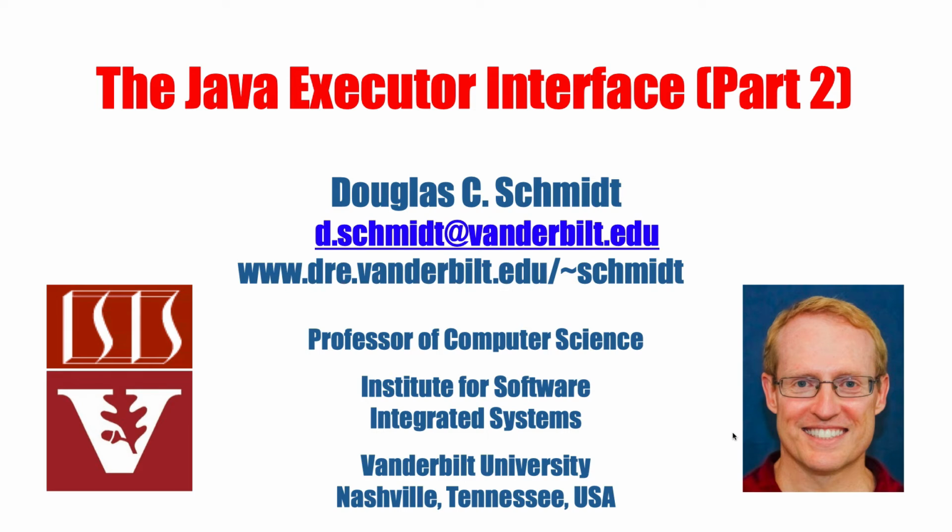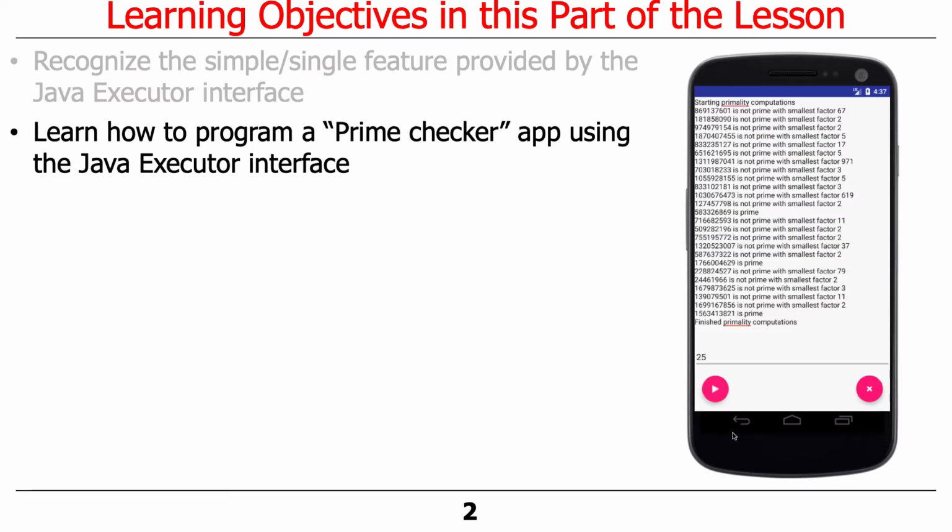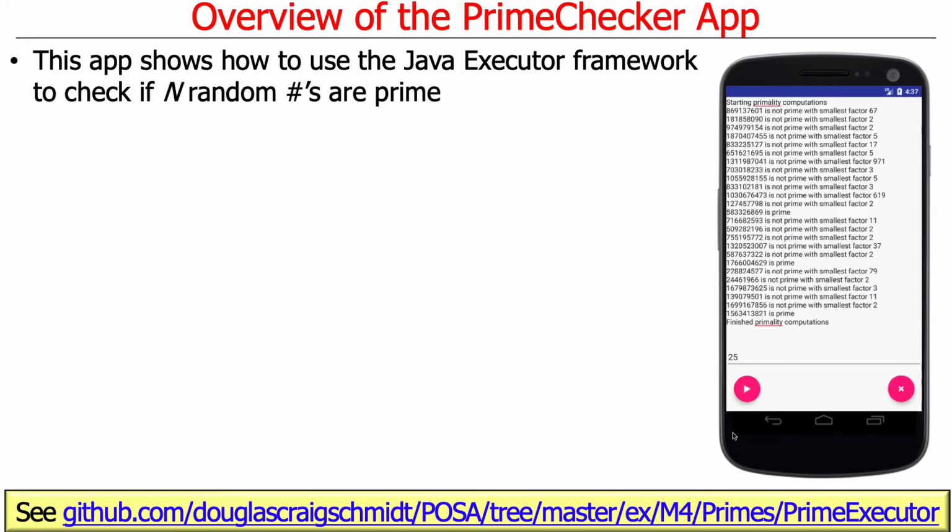Okay, so now that you've gotten an overview of what the Executor interface looks like, I'm going to show you a very simple example app that uses the Executor interface in a fairly simple way. And this is our PrimeChecker app. We'll talk about what that app does and how it works. You can actually download the app here if you want to play around with it.